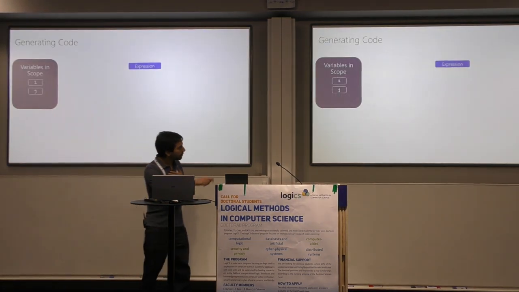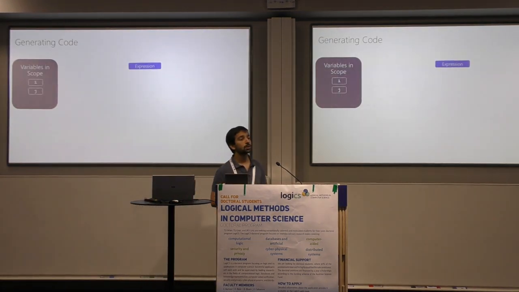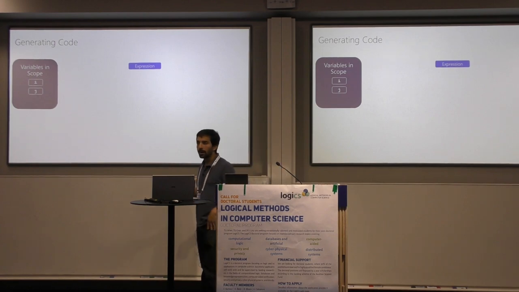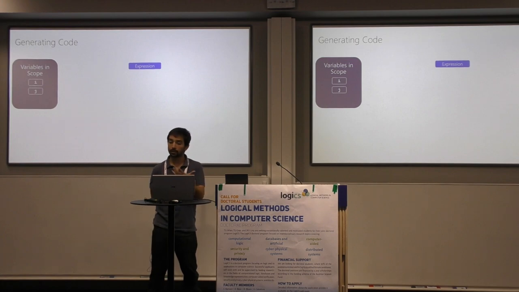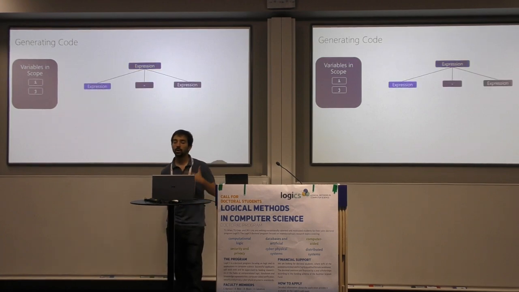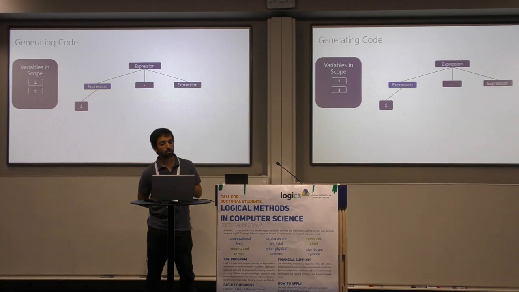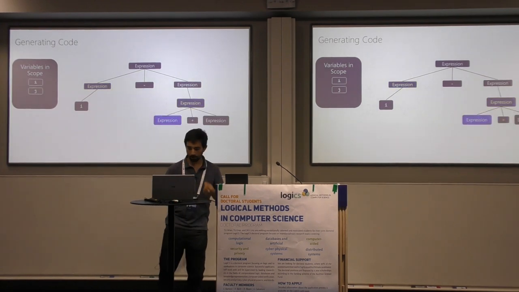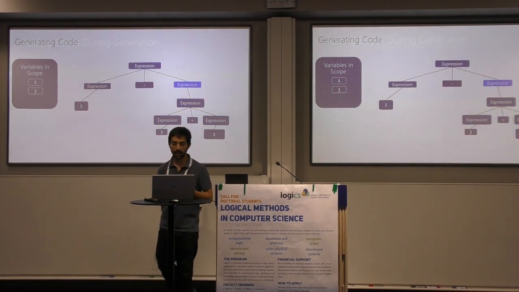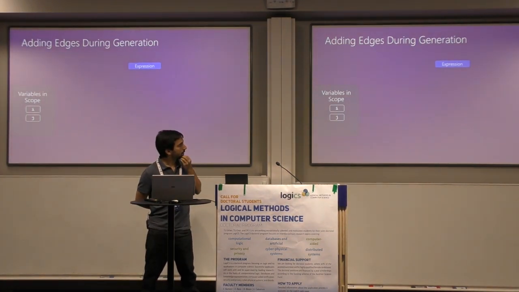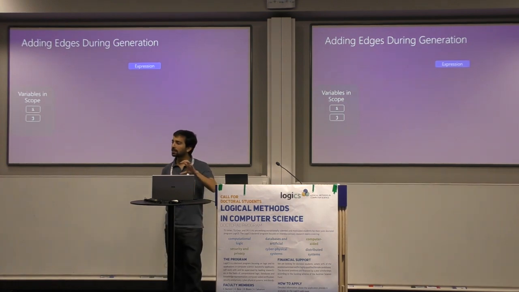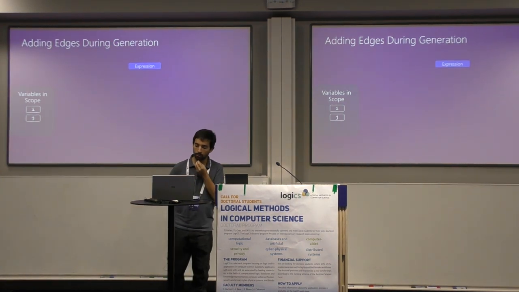So let's say we want to generate an expression and we have a few variables in scope. The traditional way of generating code is by taking the AST, a tree representation, and at each point we expand the leftmost, bottommost non-terminal and keep repeating this again and again. So essentially what happens now is that we can generate trees, but that's not enough. We want to generate some form of graphs.